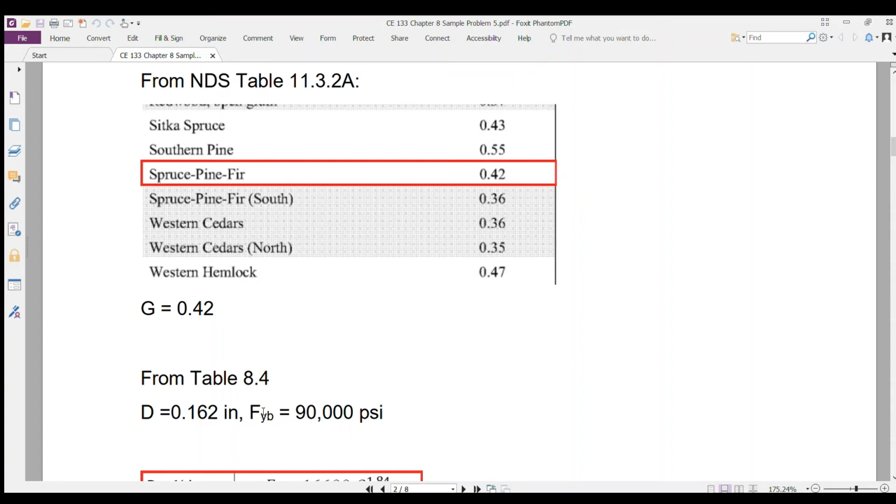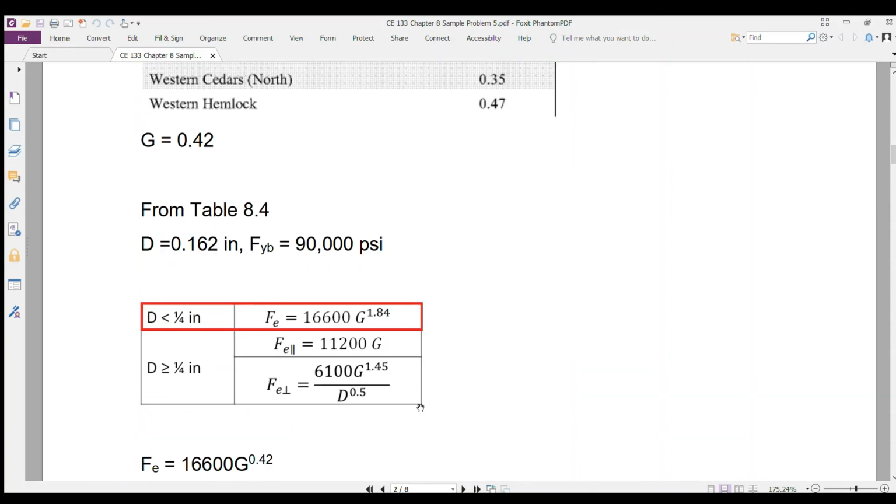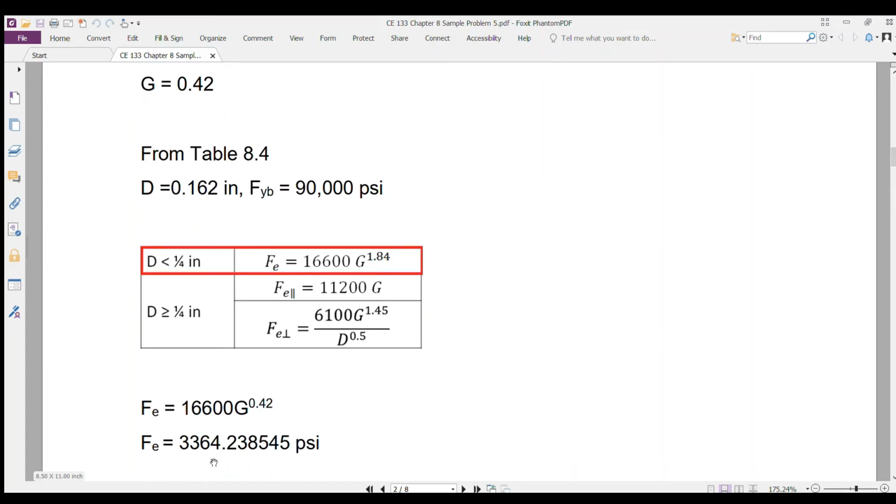Now we need to determine the dowel bearing strength. We have a diameter less than 0.25 inches, thus our dowel bearing strength is 16,600 G raised to 1.84, where G is 0.42. Substituting the value, we have 3,364 psi.